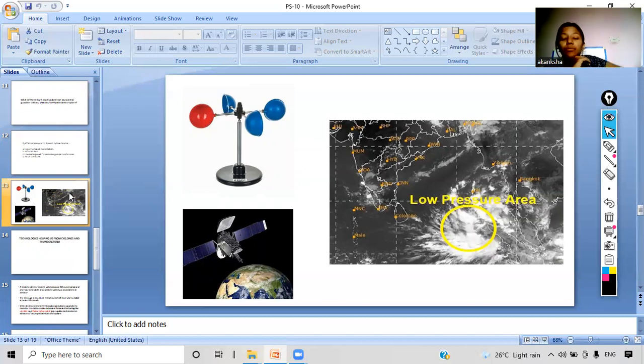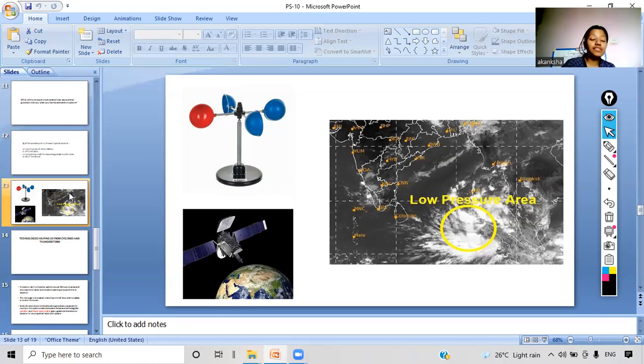Yes, there are some equipments. Okay, what else? There is a satellite. Very good. And what else? So from these pictures, what can you observe? Like what we are going to study now? Do you have any hint now?